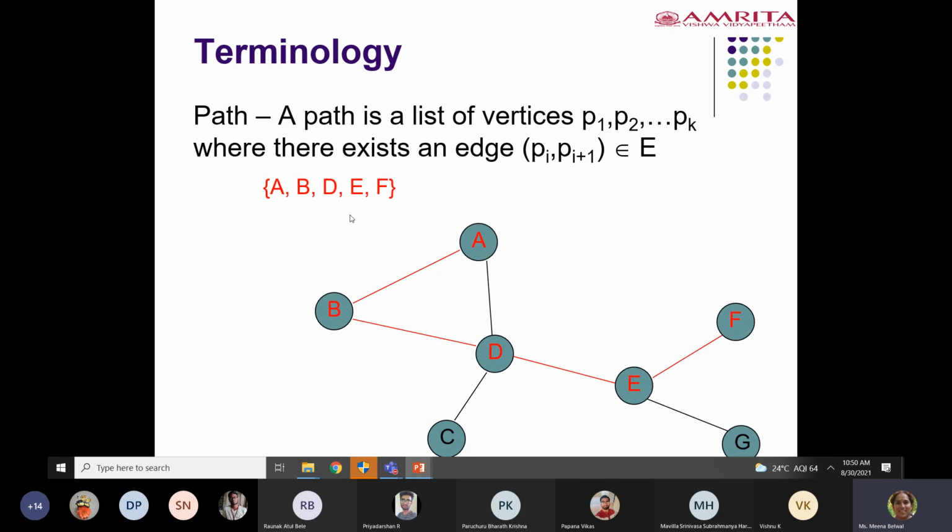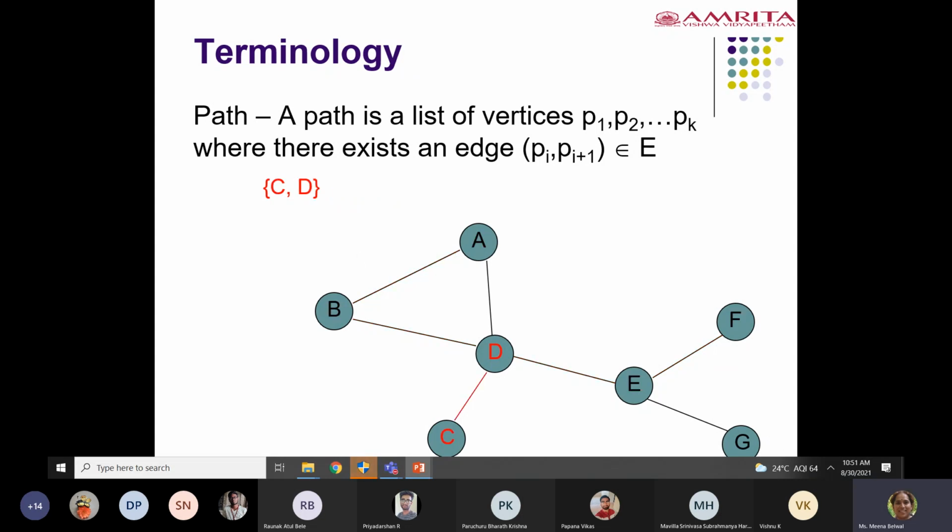For example, this set represents a path: A, B, D, E, F. How am I saying that? Because from A to B, I have an edge. B to D, I have an edge. D to E, we have an edge. And E to F, we have an edge. So it's a path: A, B, D, E, and F. The red color is a path.